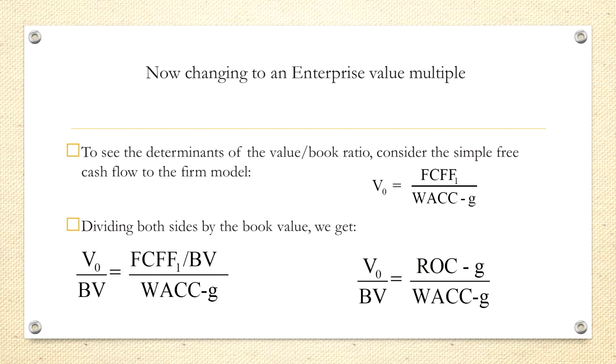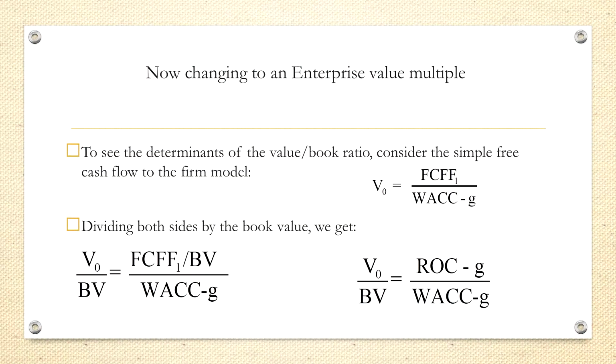Now let's switch to another topic, the valuation multiple based on enterprise value. This is another popular multiple that analysts are using. What is the enterprise value? Enterprise value equals the value of equity and the value of debt minus cash. Sometimes we use firm value, but firm value includes cash. And previously we know that firm value equals free cash flow to the firm divided by WACC minus G, the difference between WACC and G.